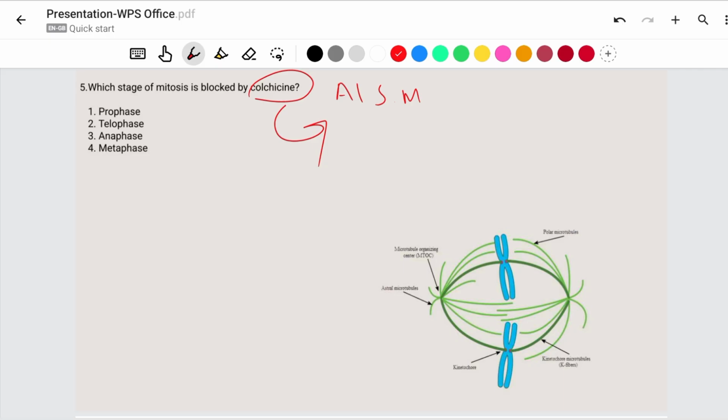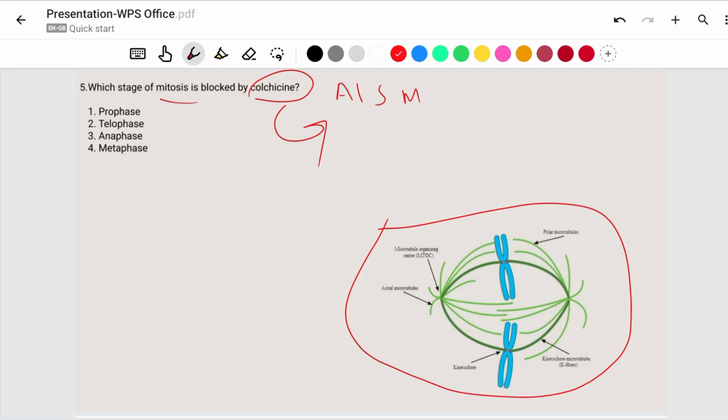So it is produced from the plant Colchicum autumnale. And so far here in the picture, you can see the cell is going via the metaphase phase of mitosis. So here, if it is the mitosis, then you can say this is the metaphase plate where the chromosomes are aligned. So it is near to the center of the total cell.